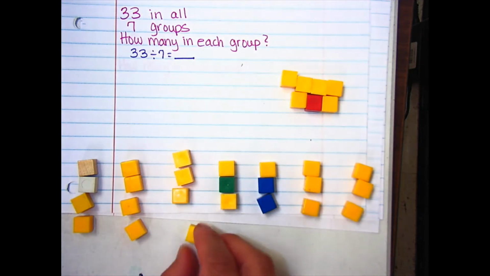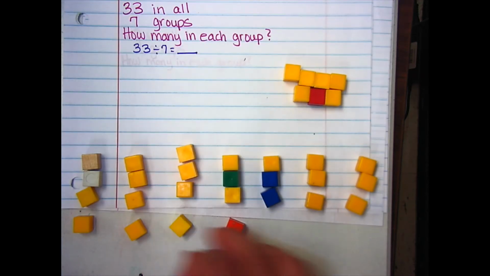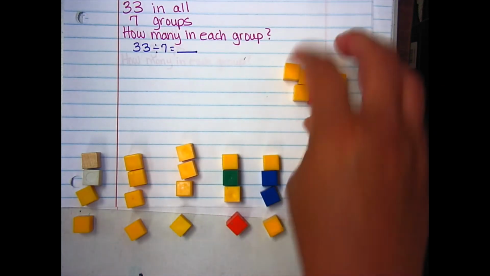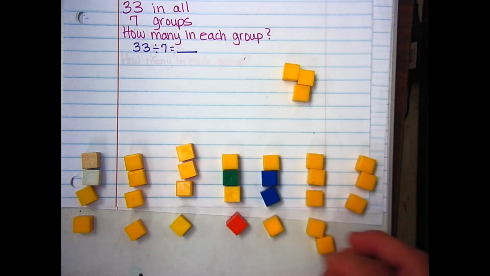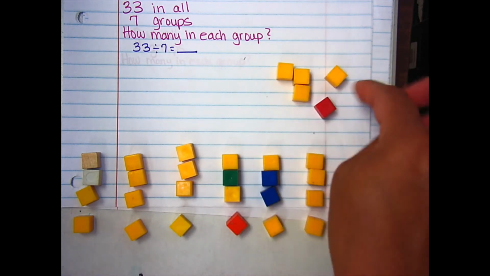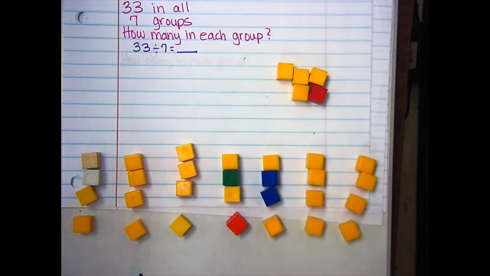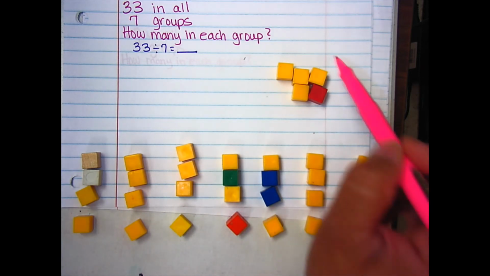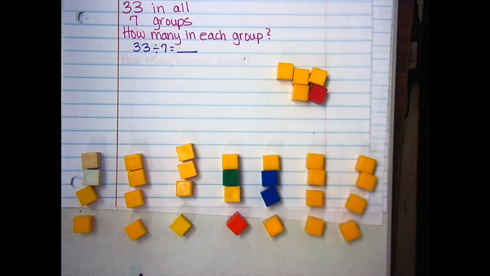And here we are just dividing. And remember, they have to be equal groups. Do I have enough to separate again into another equal group? I only have 5, and I have 7 groups. I don't. So this is called my remainder.